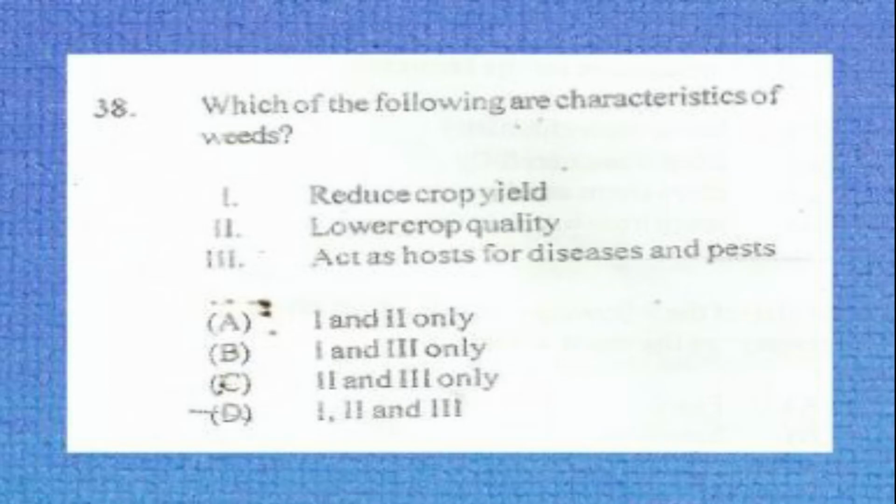Question 38. Which of the following are characteristics of weeds? 1. Reduce crop yield. 2. Lower crop quality. 3. Act as host for disease and pest. A. 1 and 2 only. B. 1 and 3 only. C. 2 and 3 only. D. 1, 2 and 3. The answer is D. 1, 2 and 3.